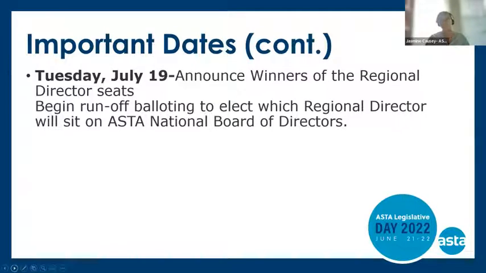So if you're keeping track, if you are in the Northeast and Southeast, on July 19th, you will receive a 3rd ballot. So you should have received 1 to vote for the regional director within your region, 1 to vote for an at-large director, and 1 to vote in this runoff election on July the 19th.